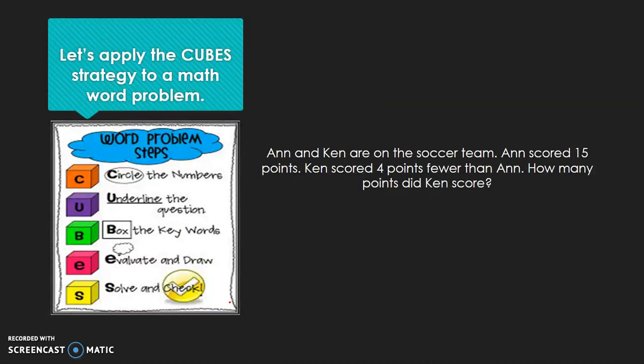So let's apply the CUBES strategy to a math word problem. Ann and Ken are on the soccer team. Ann scored 15 points. Ken scored 4 fewer than Ann. How many points did Ken score? So let's start with the C, circle the numbers. The numbers used in this word problem, 15 and 4.